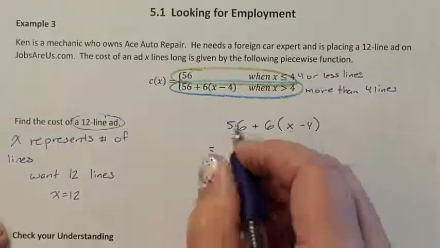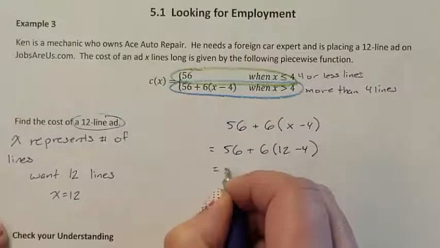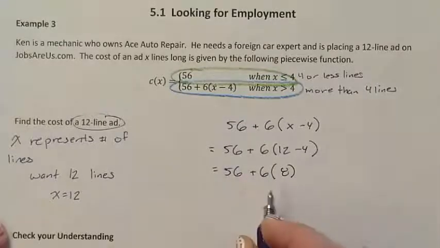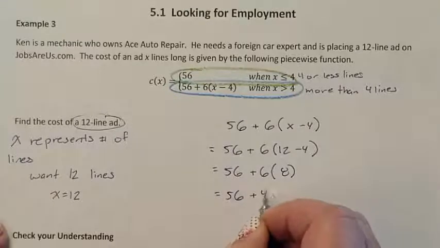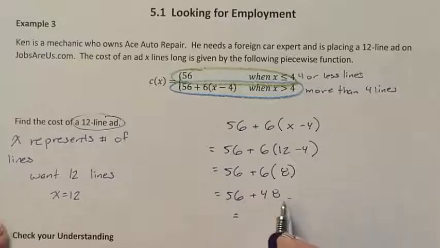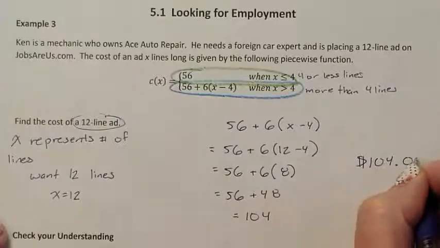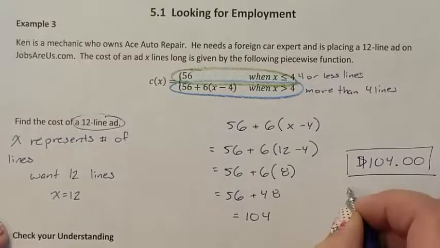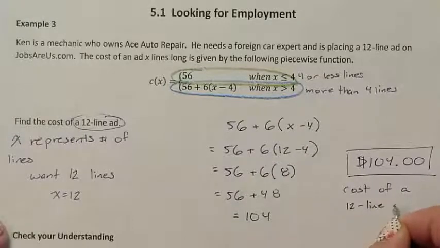So I'm going to replace X with 12. Order of operations says I need to do the parentheses first. So 12 minus 4 is 8. Order of operations says I need to multiply next. So 6 times 8 is 48. And then I add 56 plus 48, which is 104. So what did this tell me? My answer is $104.00. I need the full answer with the decimal and the cents. And this is the cost of a 12-line ad.